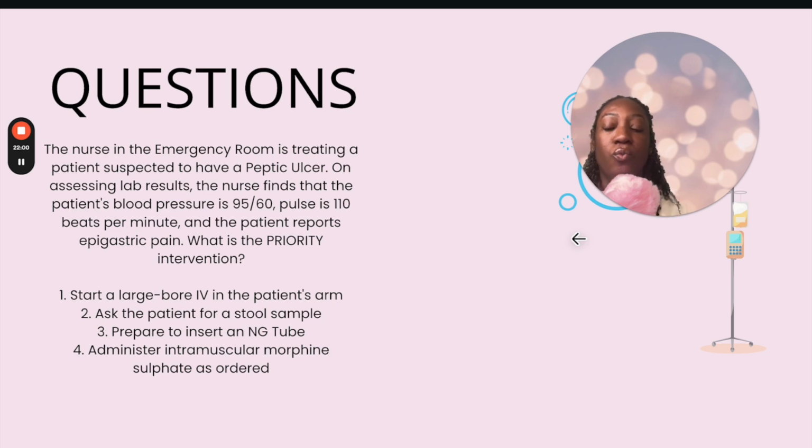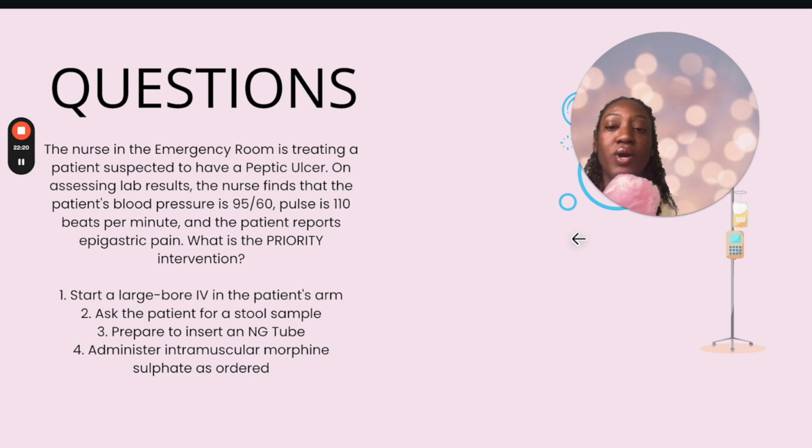1, start a large bore IV in the patient's arm. 2, ask the patient for a stool sample. 3, prepare to insert an NG tube. 4, administer intramuscular morphine sulfate as ordered.